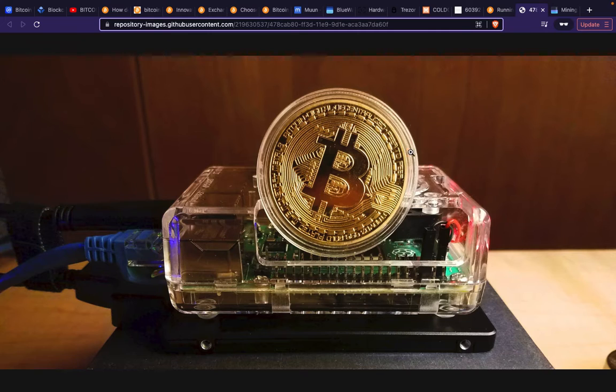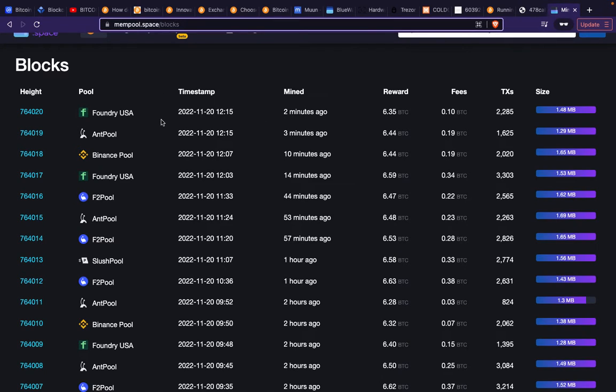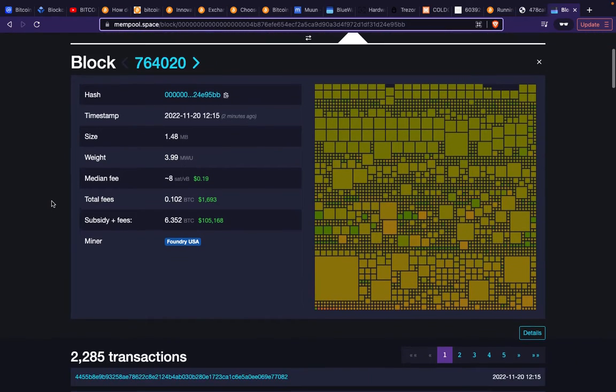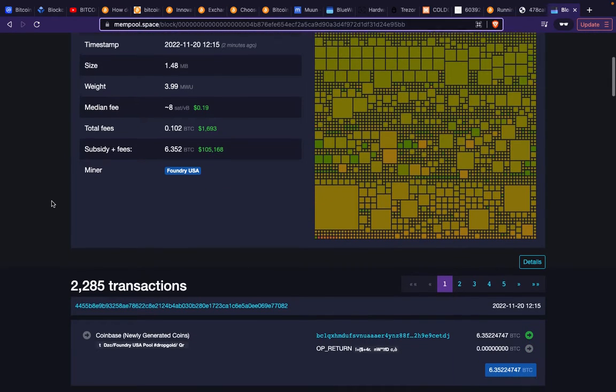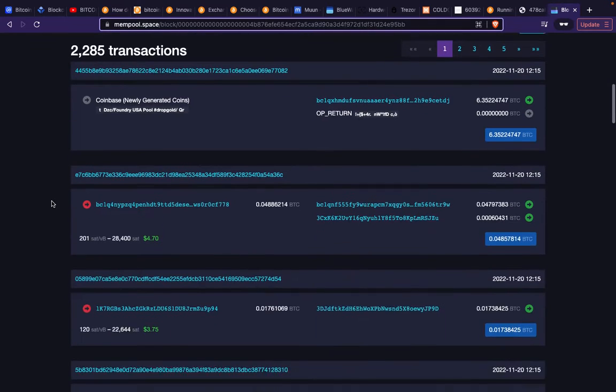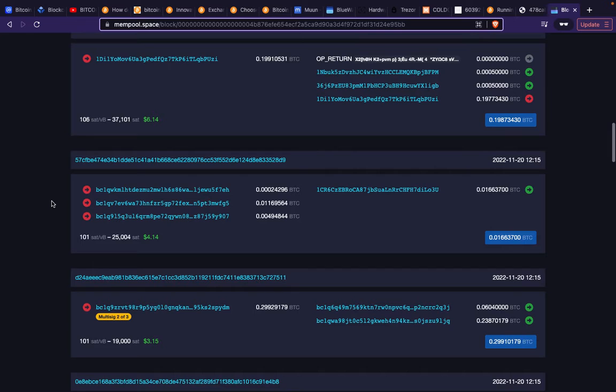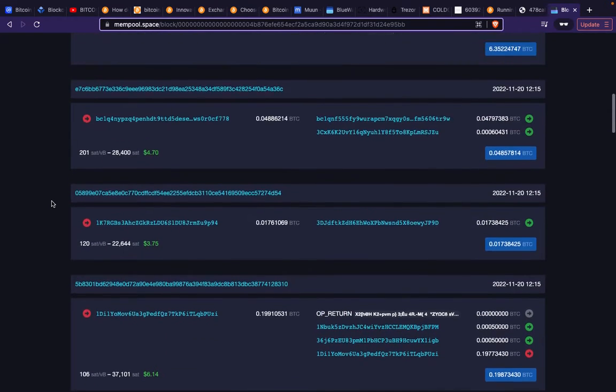Basically, the nodes record it, and they say, "Hey, this is what happened, and this is the block." They give you all the information about the block. This is all the transactions that happened, and here, those are the transactions. You go down, you see all the transactions that happened, and then who won this block?